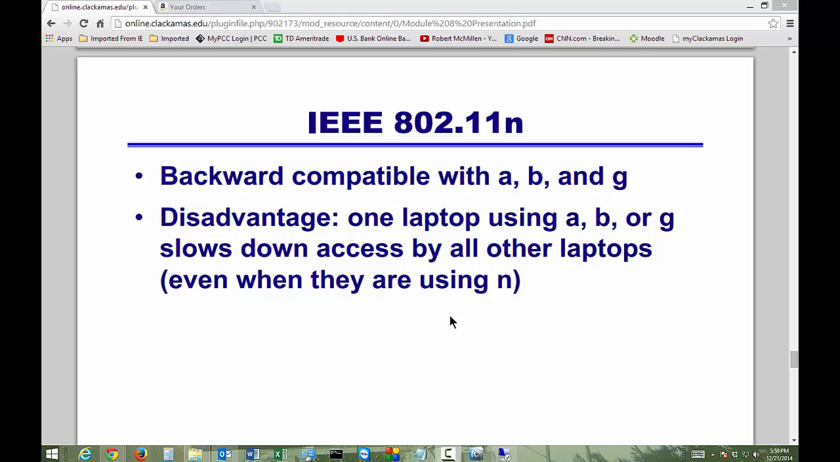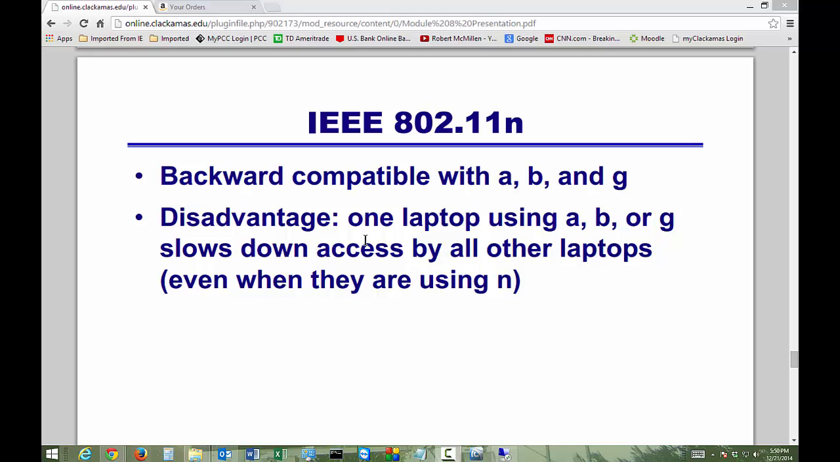So let's talk for a second about the 802.11n standard. It is backwards compatible with A, B, and G. So if you get an N device, you can also typically have A, B, and G work if you have clients with those devices on them.